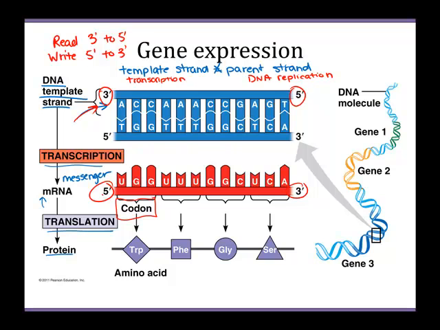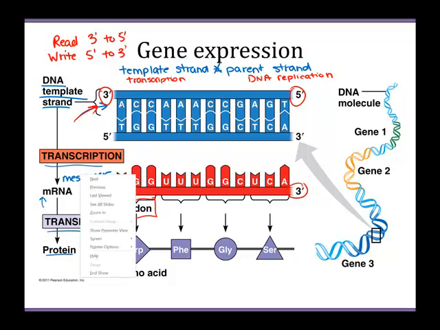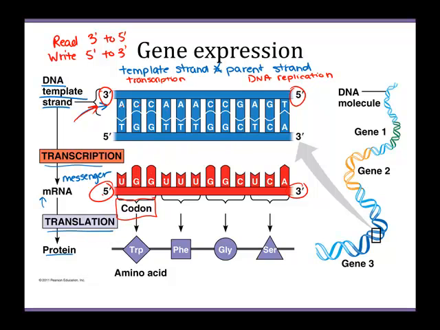Notice, by the way, my mRNA sequence is complementary to my DNA template strand. I had an A here, therefore I have a U here. Remember, U takes the place of T in RNA. I have a C here, therefore I have a G here. C here, G here. A here, U here. A, U, C, G, etc. I'm still following my complementary base pairing rules. I'm still following my rules of reading and writing.